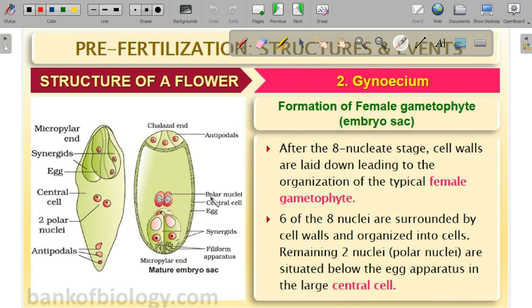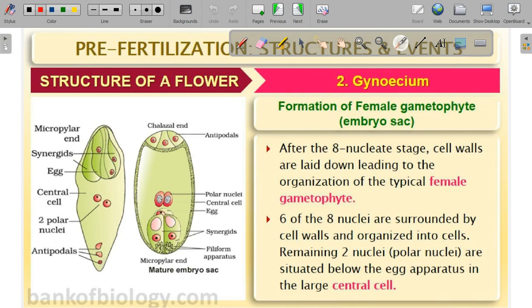It is seven-celled, but the central cell has two nuclei, so there are eight nuclei. I have given you a tabular column in your classwork copy. You could have noted that, and if you draw this diagram and note that, it is very easy. Now a question: what is the egg apparatus? Two synergids and one egg cell together are called the egg apparatus.